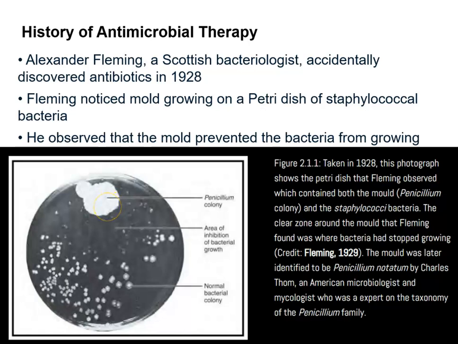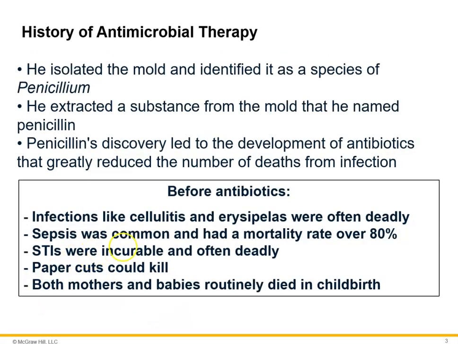Now, he was probably not the first person in history to put this together. We actually know that ancient Egyptians used to apply moldy bread to infected wounds. So this knowledge has been around for a while, but it's only in the last 100 years that we've really put it to practical application in our everyday lives. So what Fleming did is he took the mold, he isolated it, and he identified it as being in the genus Penicillium, and then he extracted a substance from the mold, which he named penicillin. And it was the penicillin that was inhibiting the bacterial growth.